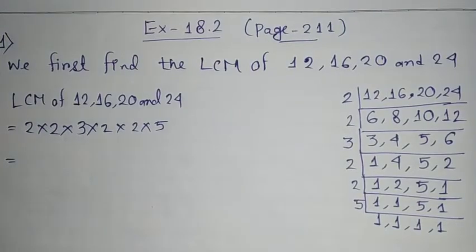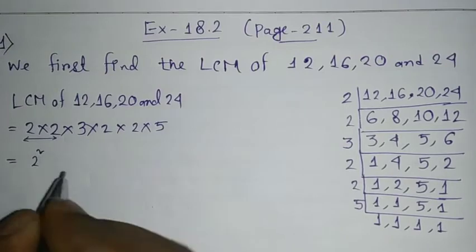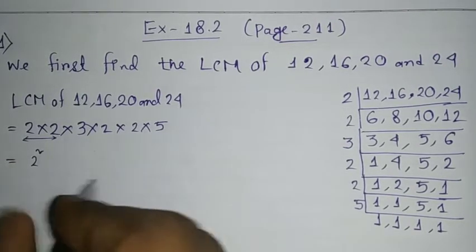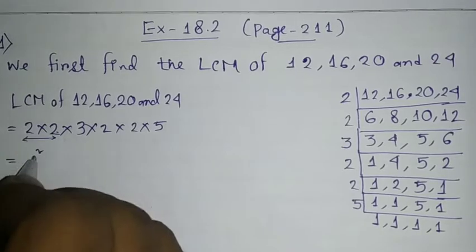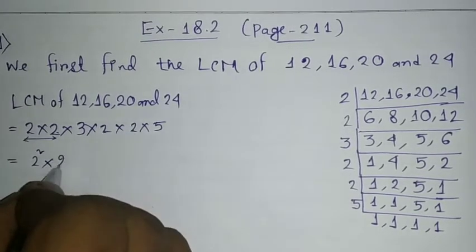We need to write them in pairs. So by using this 2 2, we can write... Don't mark these lines, okay? I'm just doing this for your understanding. So by using this 2 2, I'm writing 2 square. By using these two 2's, we can write 2 square again.